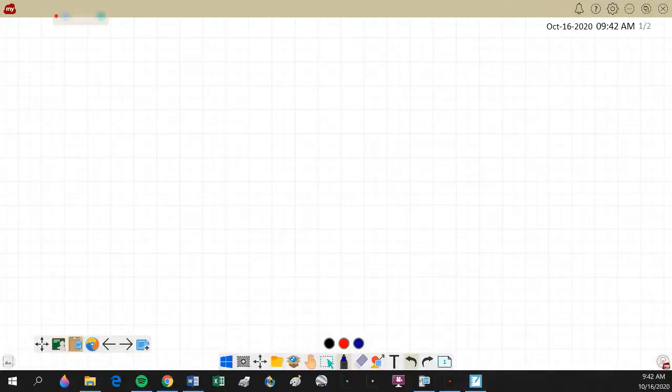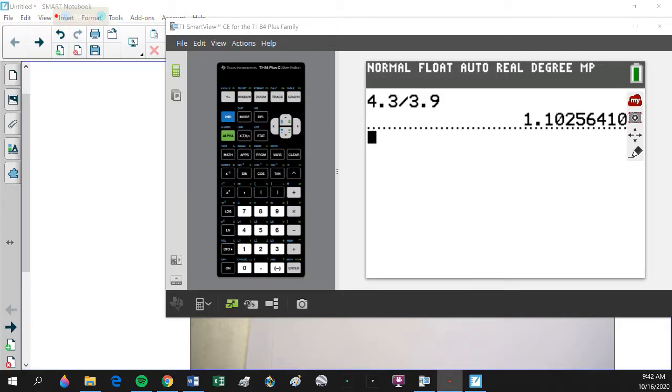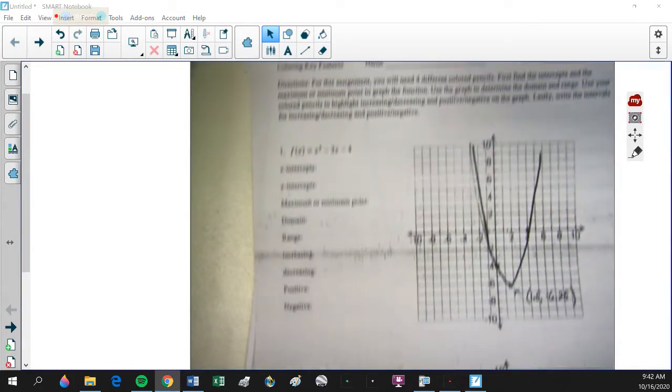So I have given you a worksheet, and we're going to be talking about what are called key features. Key features are actually pretty simple, but kids get confused on whether we're talking about x's or whether we're talking about y values. So let's look at the first one.